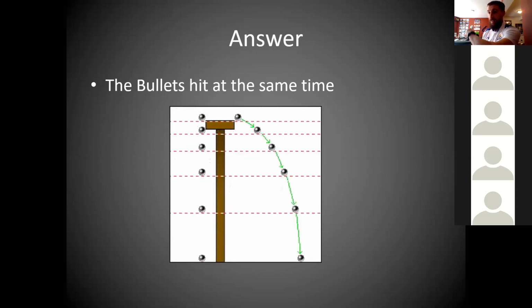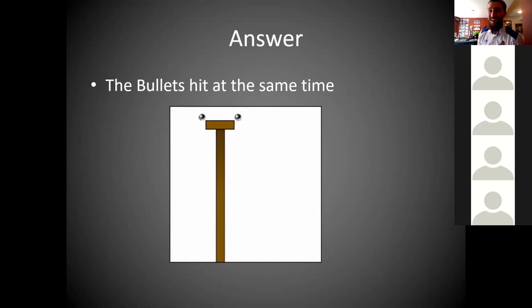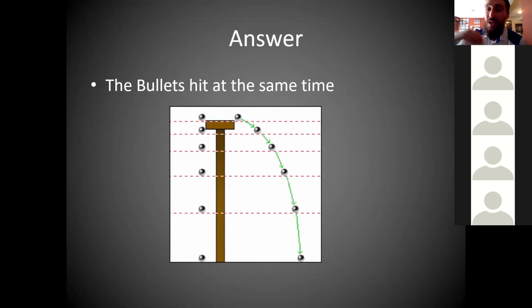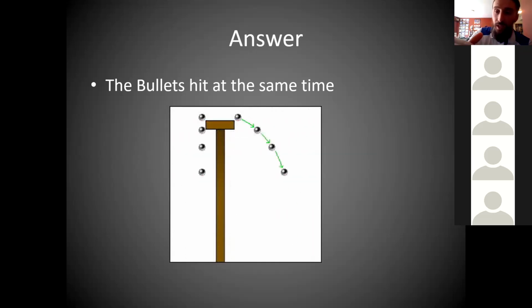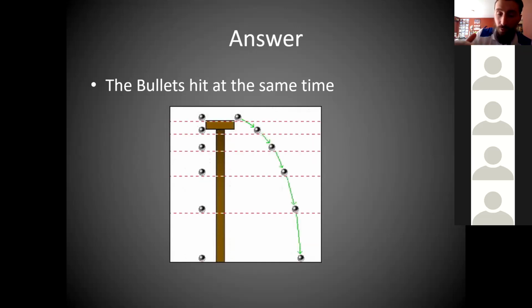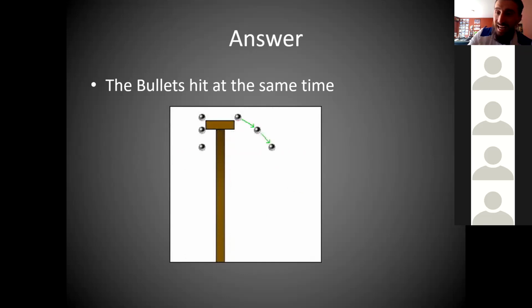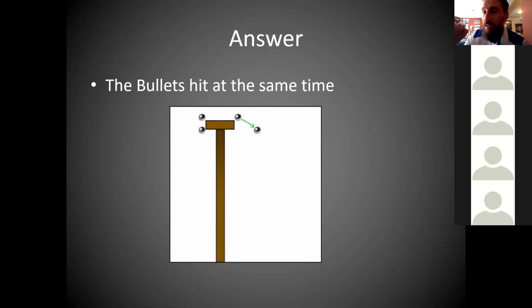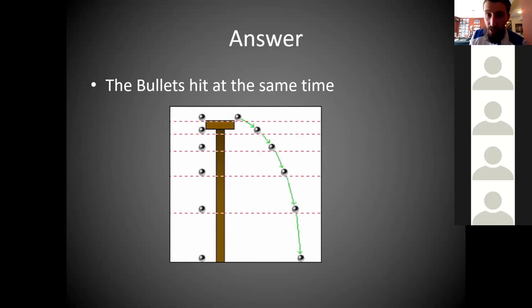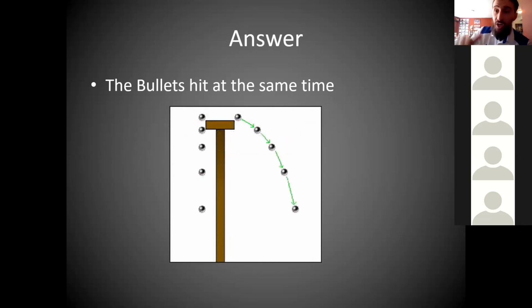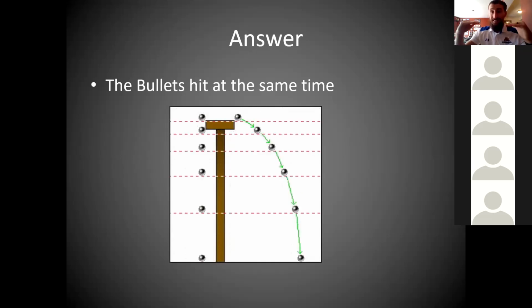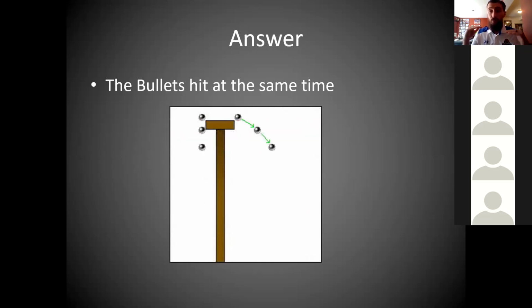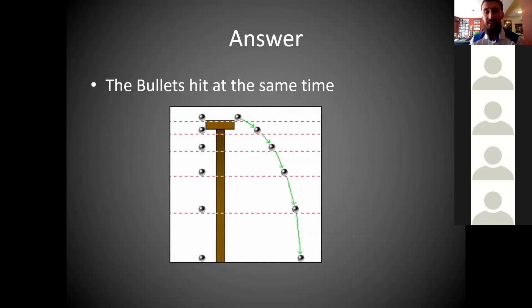I'll give you a hint. Time, nice. Yeah, time, right? So as it falls, if we look at each time interval, those balls are at the same height because they fall because of gravity, because they both have the same initial velocity in the Y direction. Even though one has velocity in the X direction, it wasn't shot up or down. Therefore, it's going to fall at the same rate, and at the same interval of time, it'll be at the same height. Does that make sense to you guys?